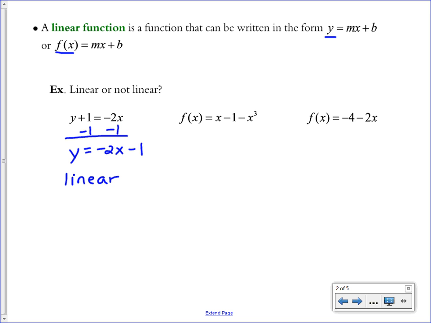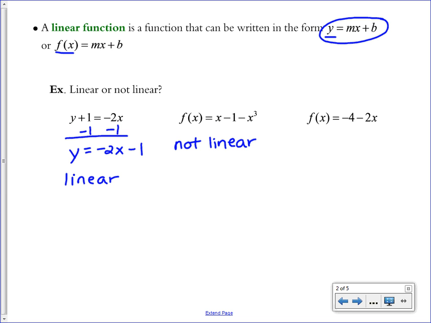The next example, f of x equals x minus 1 minus x to the third power. You can see in y equals mx plus b, we don't have any exponents anywhere in there. That's because in a linear function, the highest exponent is a 1, and it's not shown when the exponent is a 1. So as soon as you see an exponent in your function other than 1, you automatically know that it's not linear. You don't need to do any rearranging to show that it's not linear.